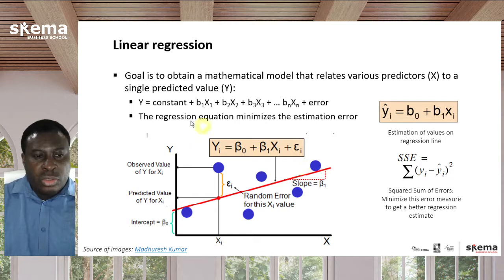I'm not going to go into the mathematical details of how linear regression works, but I do need to show you some idea of it. Generally speaking, linear regression produces a mathematical equation that you have right here, where you have y, what is being predicted, which is a constant, and then you add various predictors and there's an error at the end.